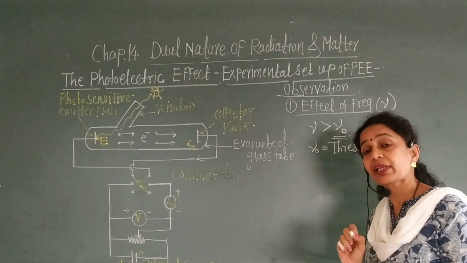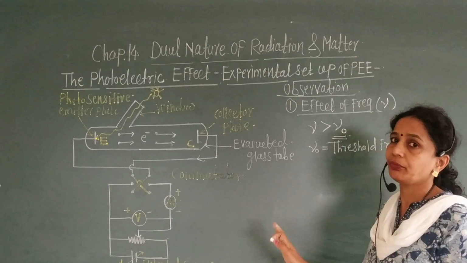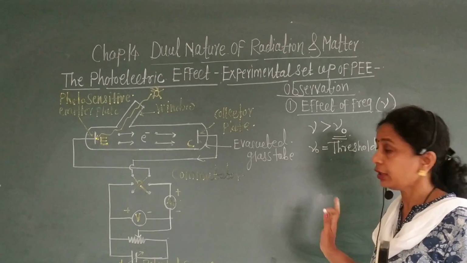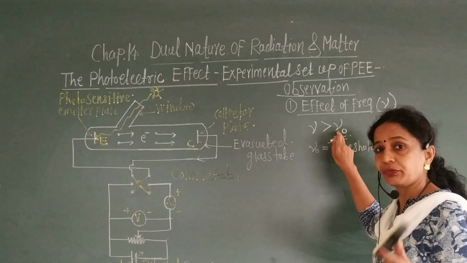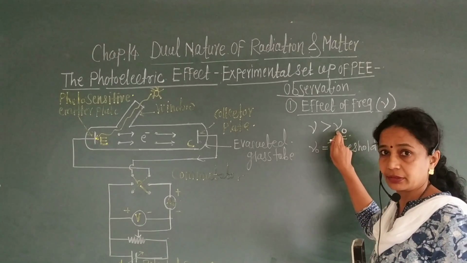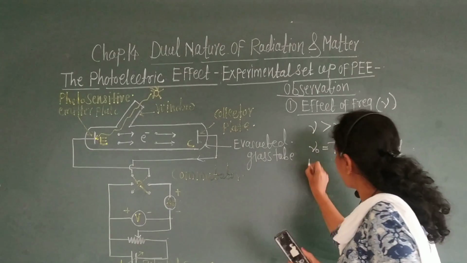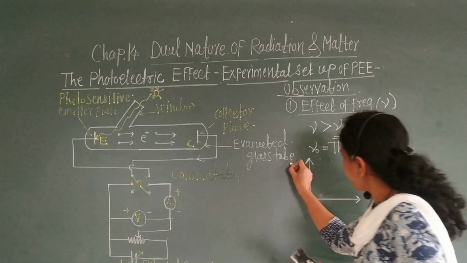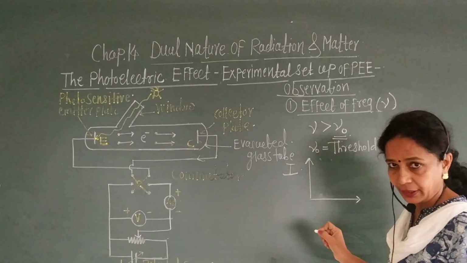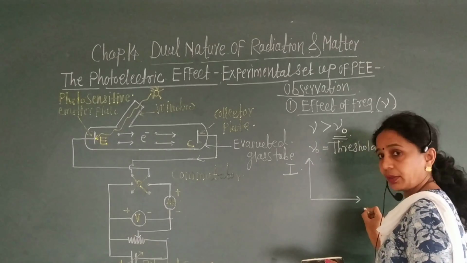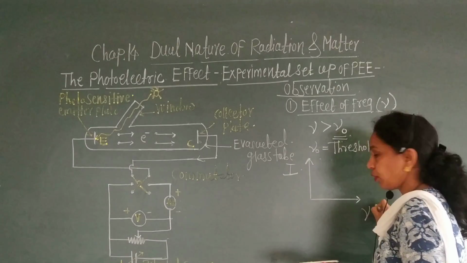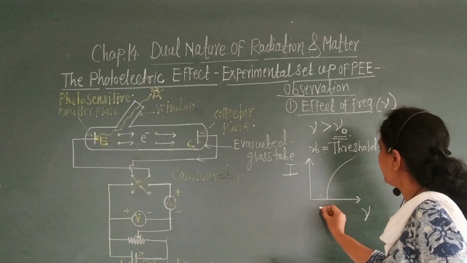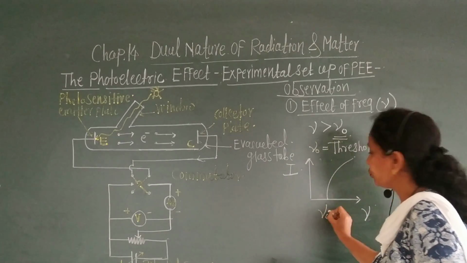This threshold frequency is different for different metals. This is again one important point. This nu zero is different for different metals. If you plot a graph of photoelectric current versus frequency nu of incident radiation, the nature of graph is like this. This is the threshold frequency.